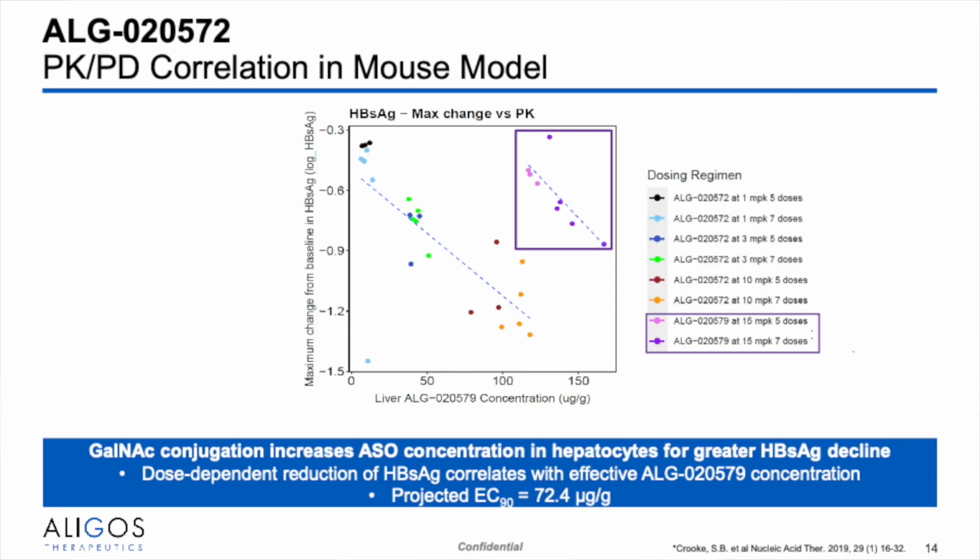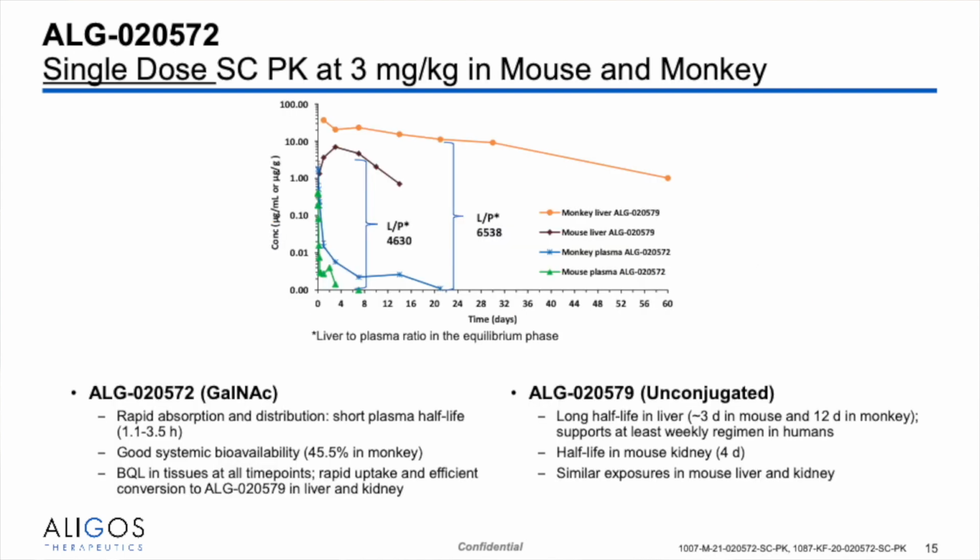Similar to the siRNA, we also created another PK/PD correlation. What we saw was that the concentration required in the liver is actually higher for an ASO than for the siRNA. So we do believe that we would have to dose more frequently in the clinic. Looking at both the single dose PK in the mouse and the monkey, also similar to siRNAs, we have much higher exposures in the liver than we do in the plasma. It's very short-lived.